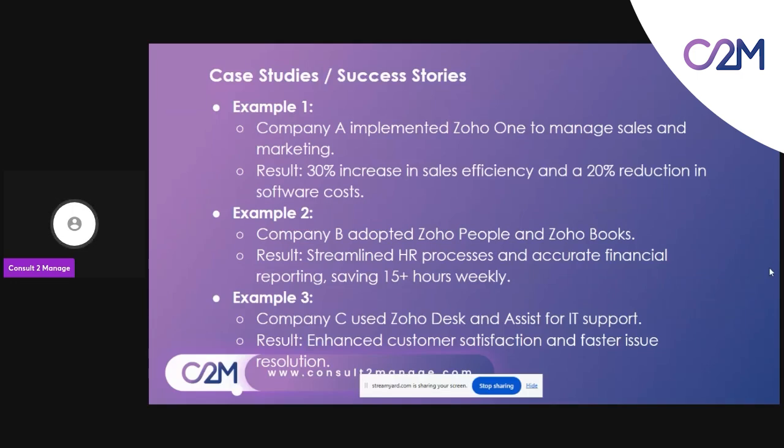Example 2: company B adopted Zoho People and Zoho Books. They streamlined their HR process and got accurate financial reports, saving 50 plus hours weekly. And with that, there is another example of company C, who used Zoho Desk and Assist for IT support and enhanced customer satisfaction and faster issue resolution. By the way, Zoho Assist is a secured screen sharing platform where you get access to your customer's screen, and you can resolve the issue on the spot.